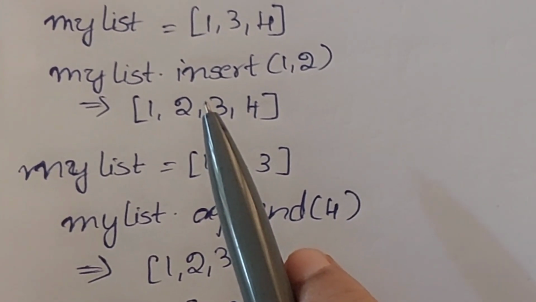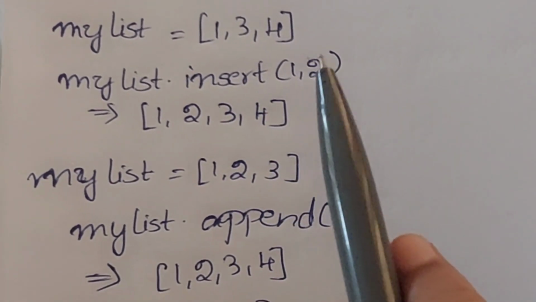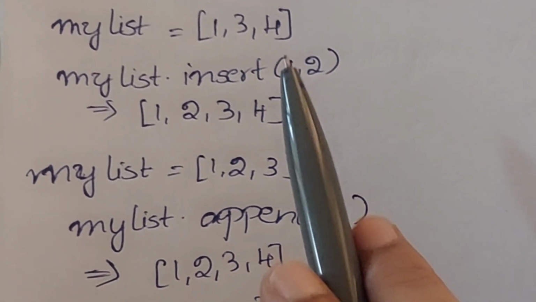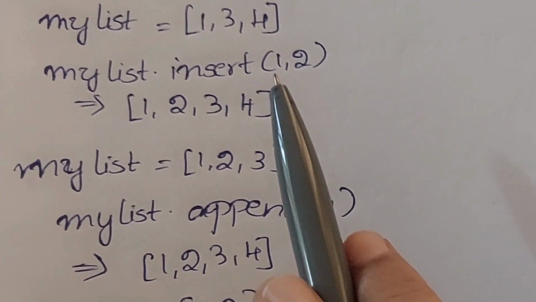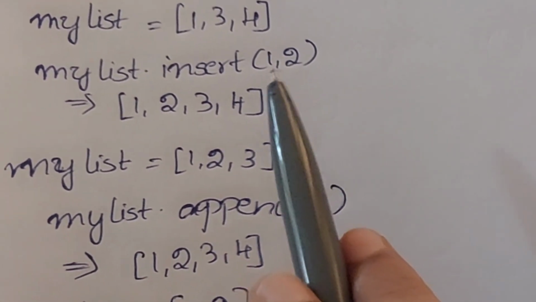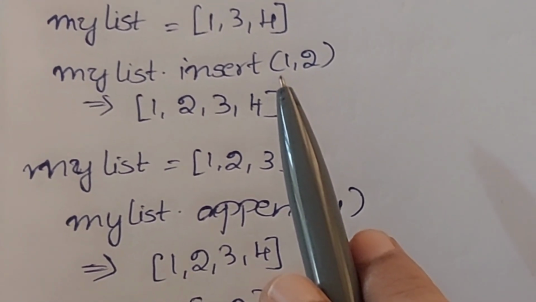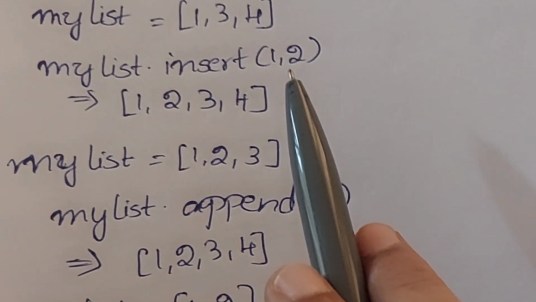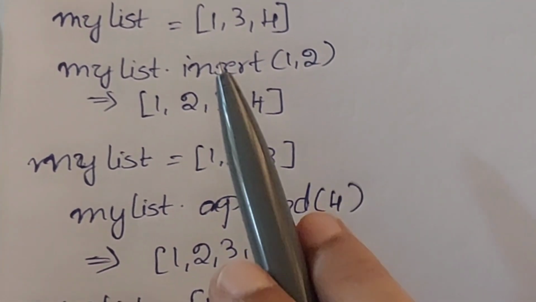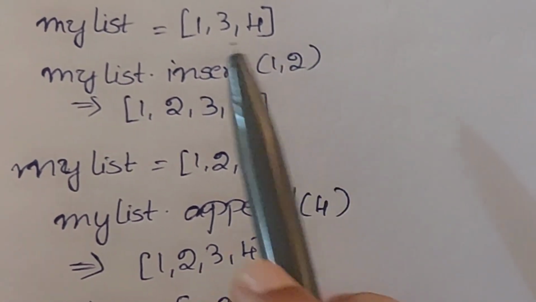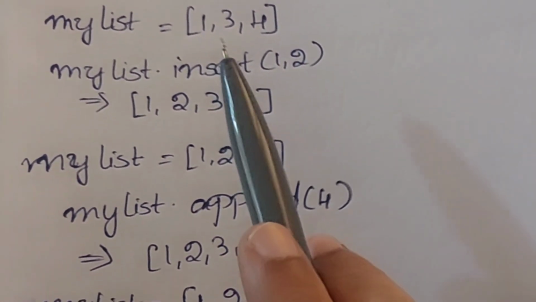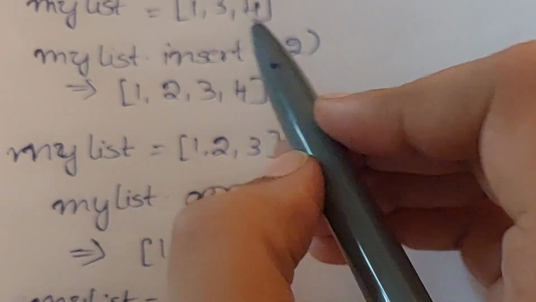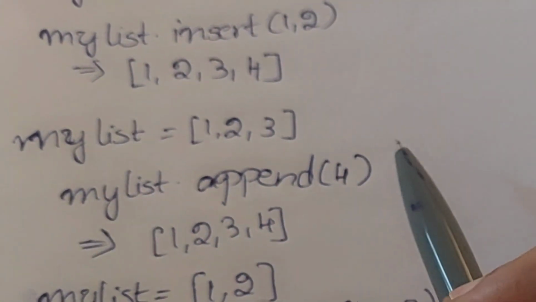So this insert method is useful for inserting the value at that particular index. So if we see here in this particular list 1, 3, 4, we are going to insert the value 2 at the index 1. So the first element which we are mentioning in this is the index, and the second element is the value which we are going to insert. So in this particular list 1, 3, 4, if we consider the index 0 value is 1 and the index 1 value is going to be 2.